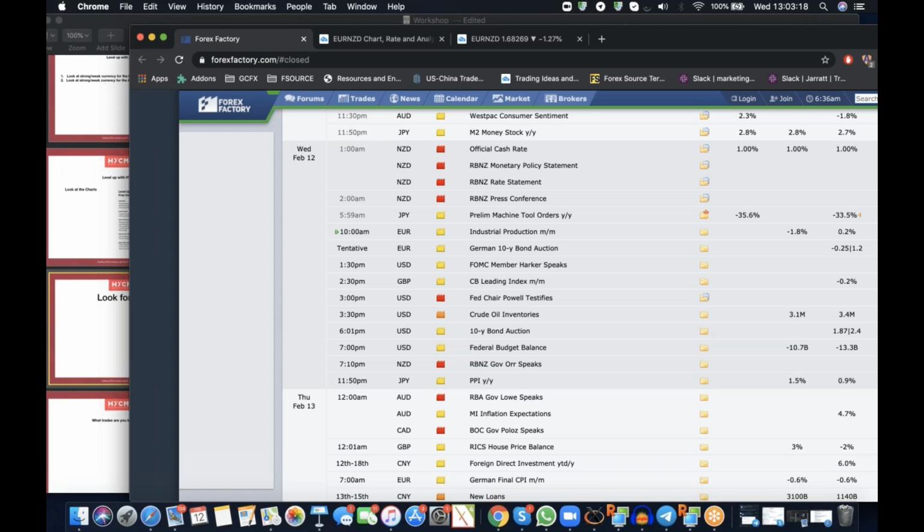Key events for us to look out for, there's a couple. There's Fed Chair Powell speaking. That has the opportunity of moving the dollar around. So if you're trading the dollar, you need to be aware of Fed's Powell speaking at 3 p.m. Also, we've got Governor Orr speaking later at 7:10. Be aware of that. We've got the general risk tone, so keep an eye on the equity markets.